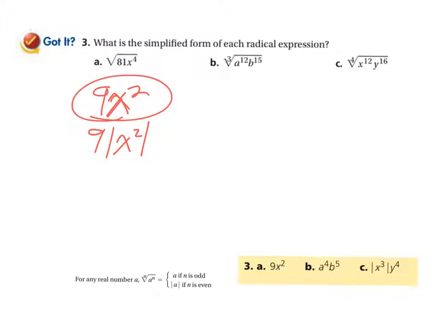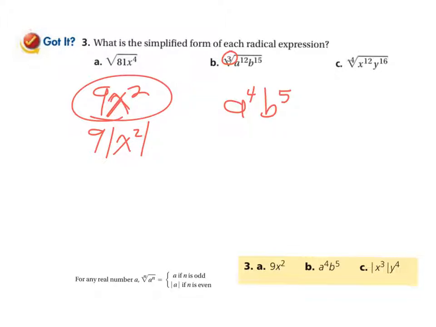Over here, we have the cube root of a to the 12th and b to the 15th. So a to the 12th is a to the 4th times a to the 4th times a to the 4th. So the cube root of a to the 12th is a to the 4th. And b to the 15th, well, that's b to the 5th times b to the 5th times b to the 5th. So that's b to the 5th. And again, because the index is odd, we don't need the absolute value to protect it here. And that's maybe one way to think about it. If I throw that in there, maybe that'll help it stick in your head.